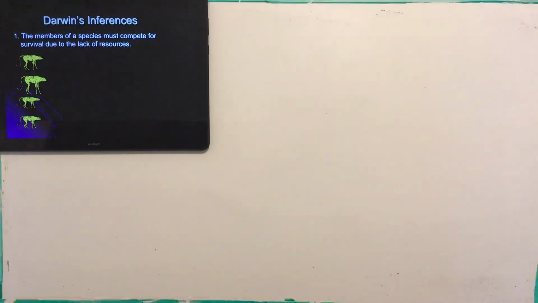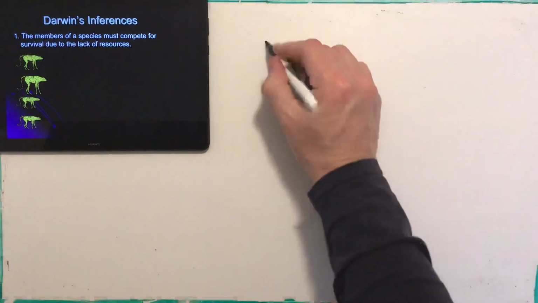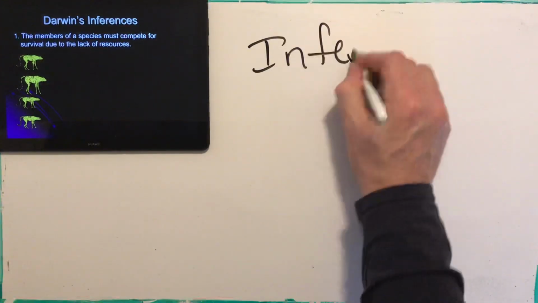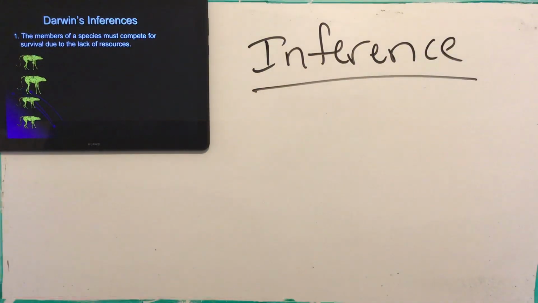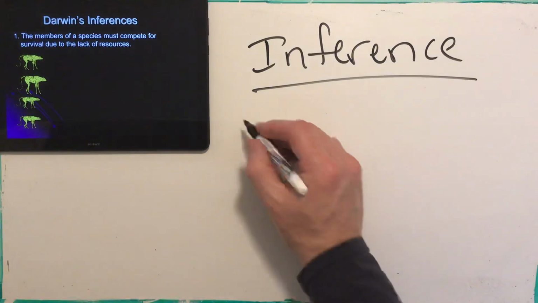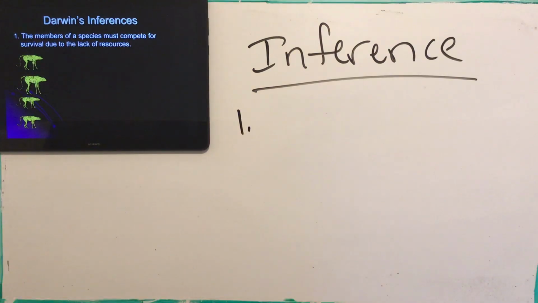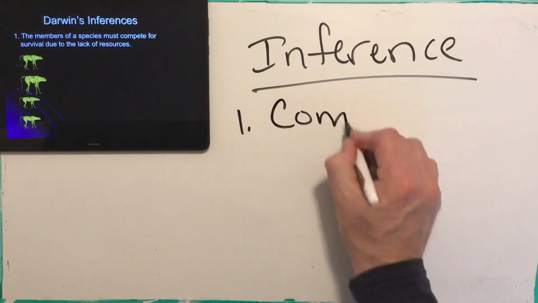All right, inference number 1. Now again, an inference is an explanation of how something works based on observations. Hey, I saw this occurring here. This is why I think that's happening. So inference number 1 is competition.